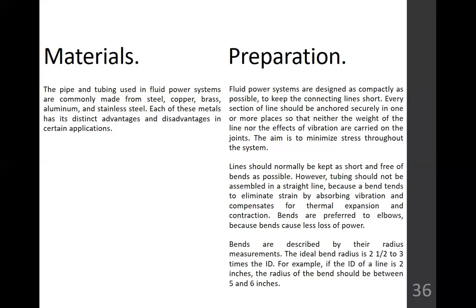Bends are described by their radius measurement. So the ideal bend radius is 2.5 to 3 times the ID. Di ba nag-bend ka ng tubo? So yan ang guide niya. Pag masyadong maliit yung bend radius mo, mag-oval yun, nayuyupi. So for example, if the ID of a line is 2 inches, the radius of the bend should be between 5 to 6 inches.